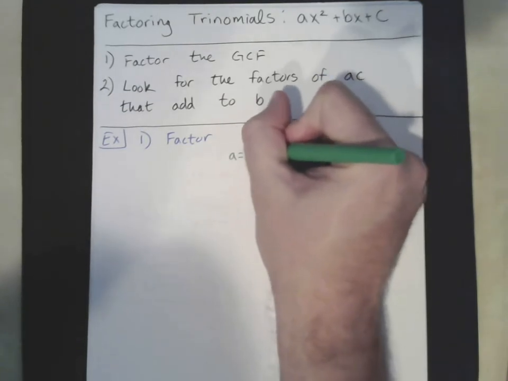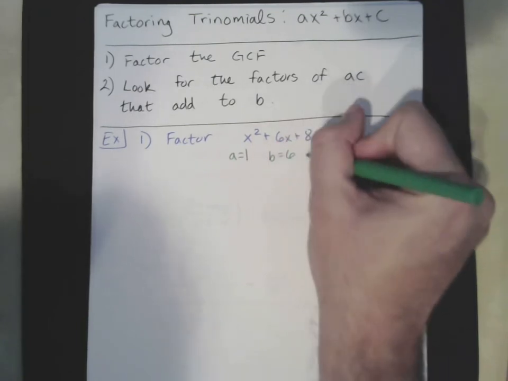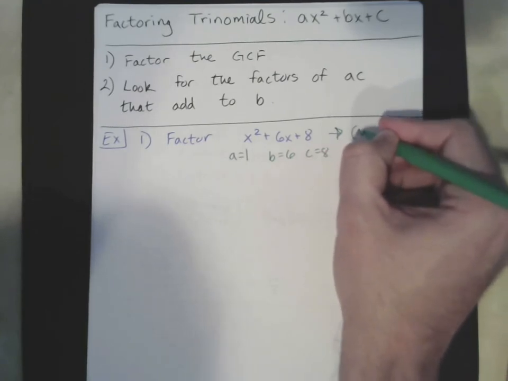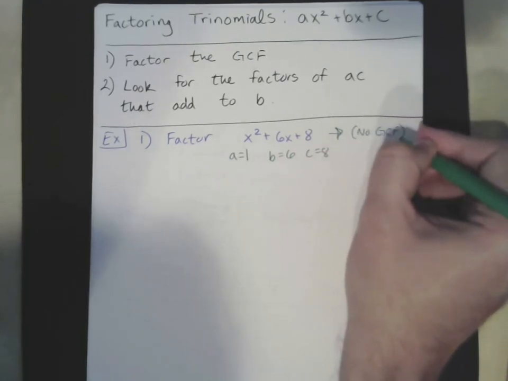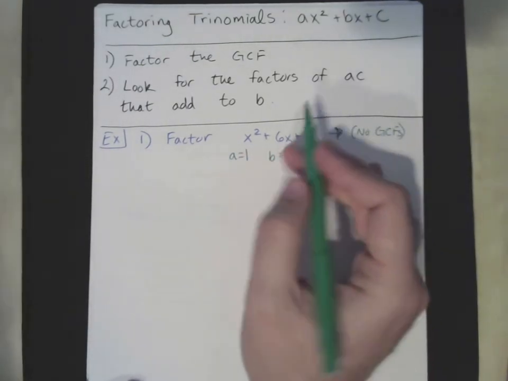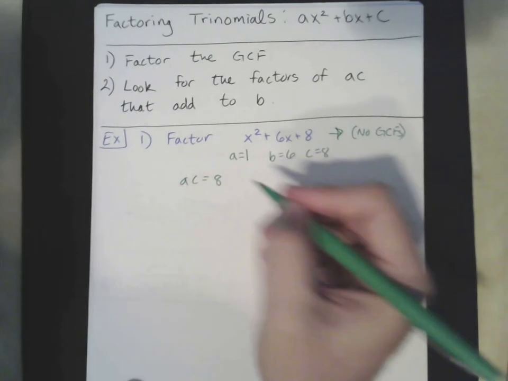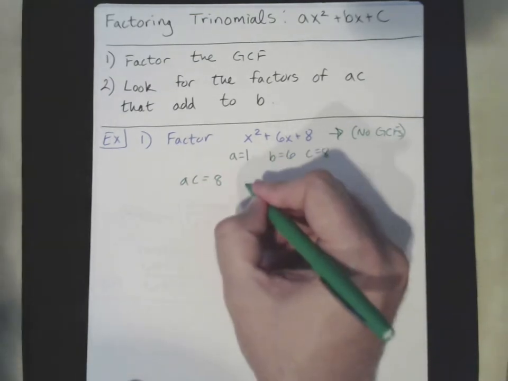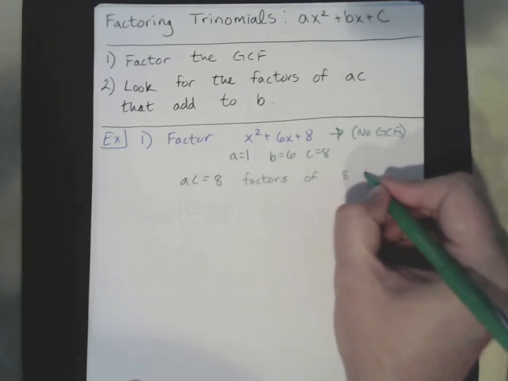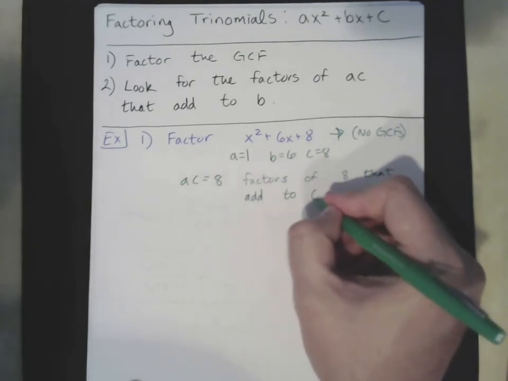So one thing I would recommend is you identify what the terms are. A is 1, B is 6, and C is 8, and there are no GCFs between 1, 6, and 8. So now we're going to do A times C, which is 1 times 8, and we're looking at the factors of 8. So factors of 8 that add to 6.